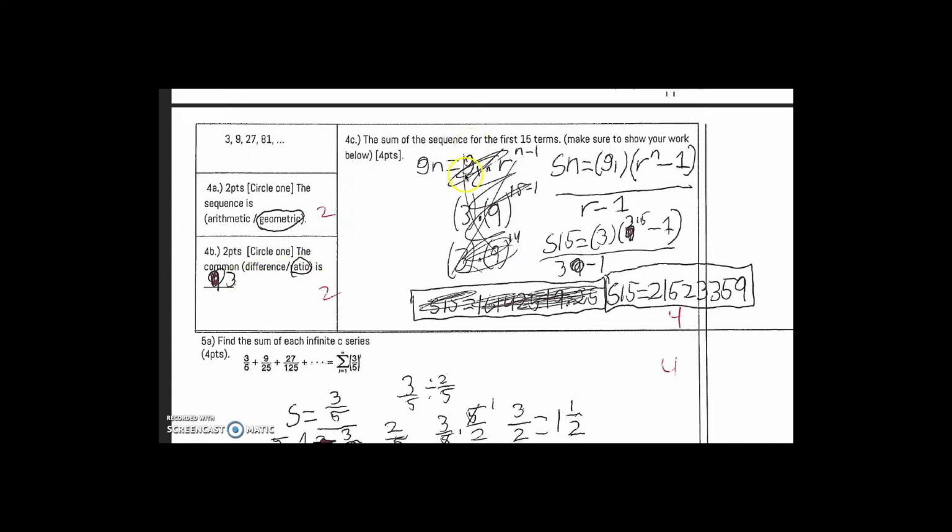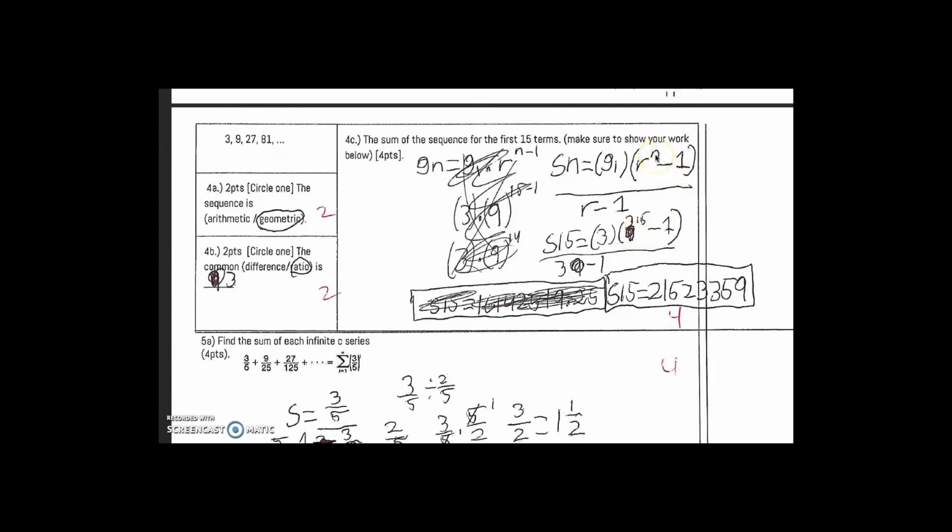Now this student does have the correct formula. The sum of the first 15 terms, we know it's geometric, so geometric finite sum here, Sn or Gn equals G1 times r to the n minus 1. So G1 value is 3.